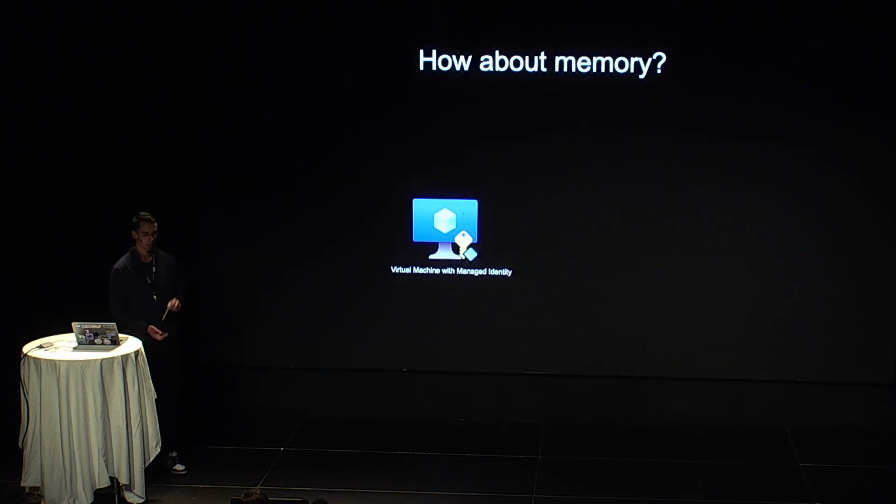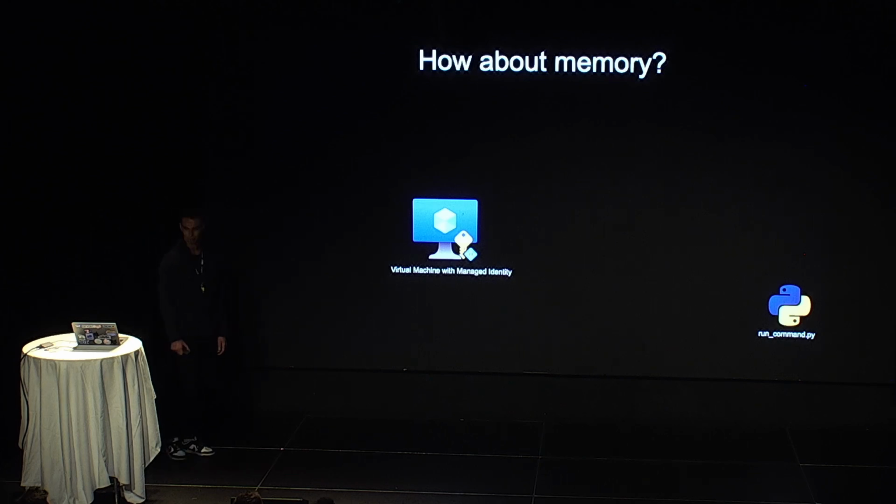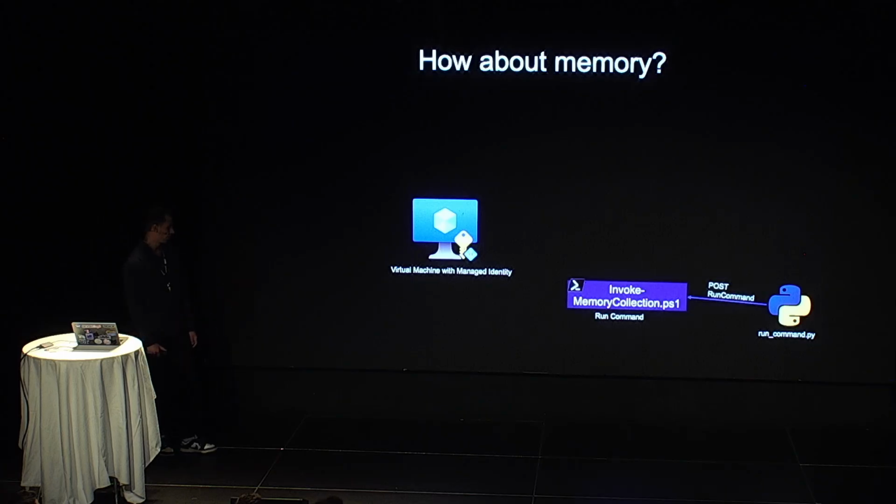How about memory? Let's say we have a virtual machine with a managed identity. This could be running in Azure, but it could as well be running in GCP or AWS, and it would work more or less the same way. So I quickly put together run_command.py, which is able to execute code on the different hosts from the cloud control plane, on the different hosts in any given cloud provider. I'm just going to feed it my invoke-memory-collection.ps1 script, which is going to run on the virtual machine.